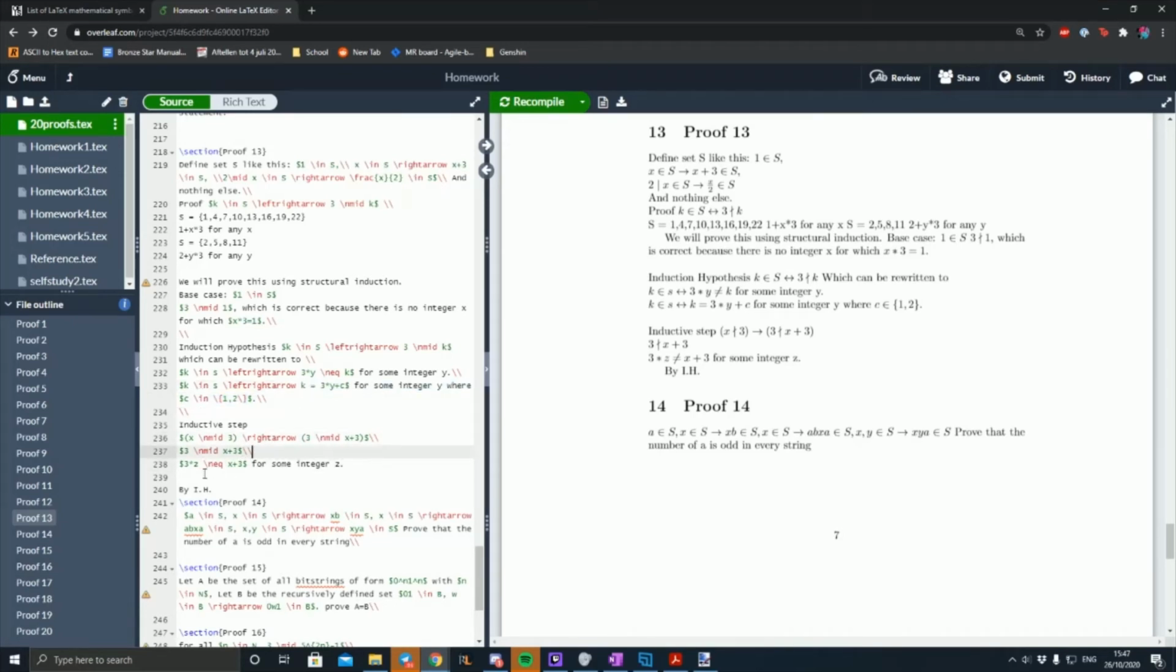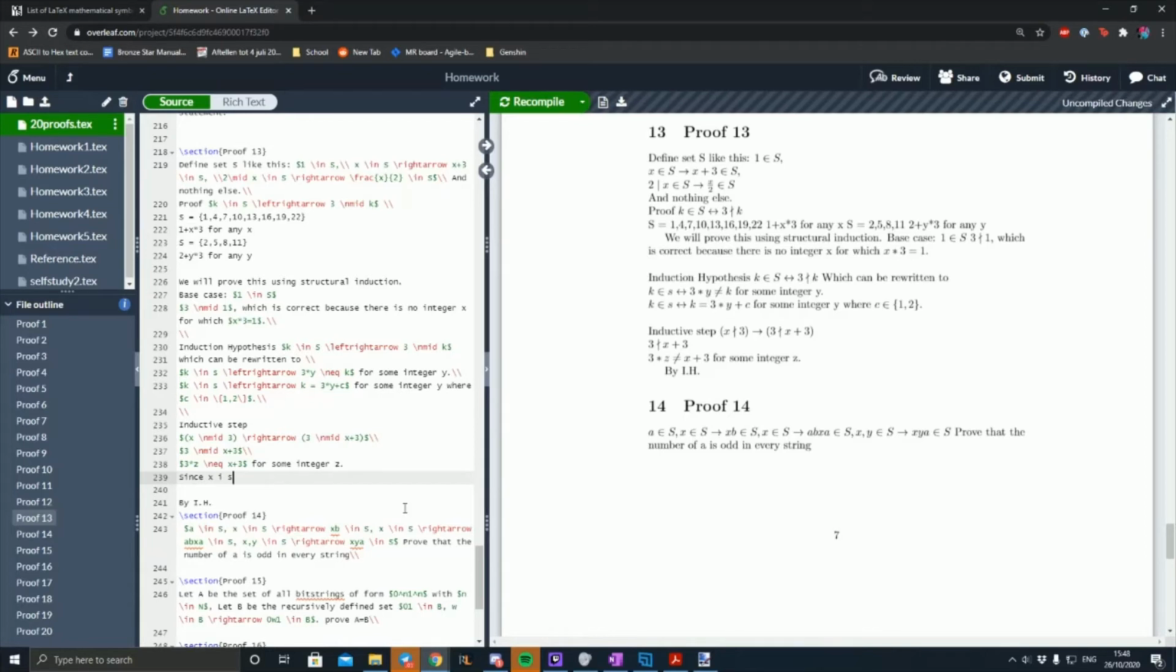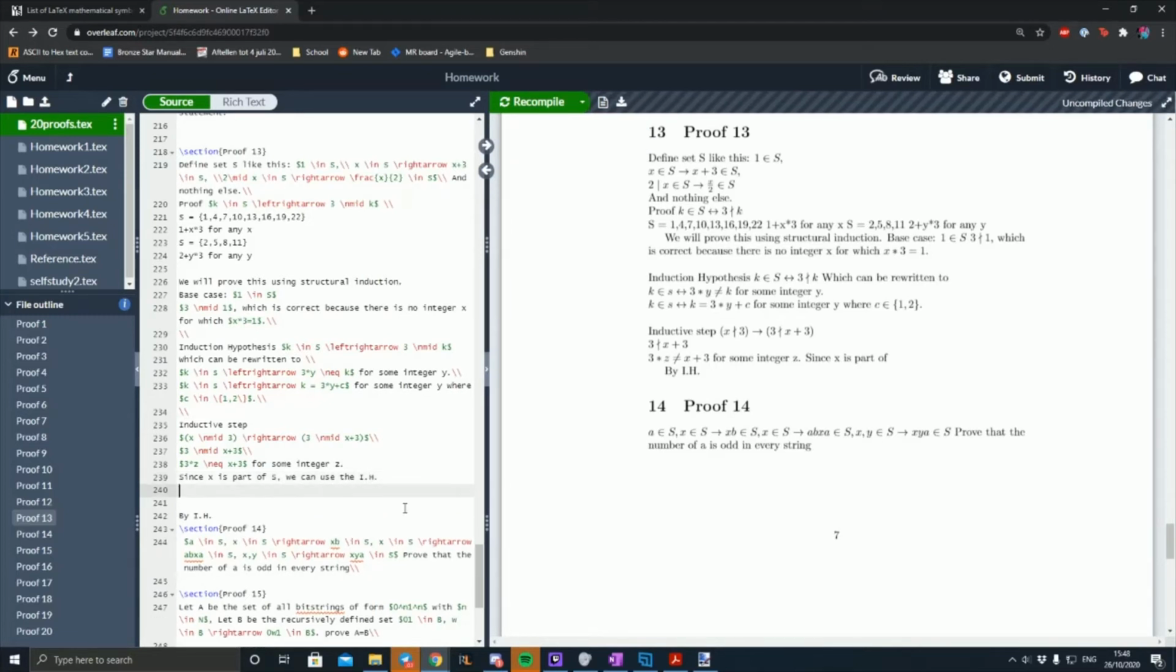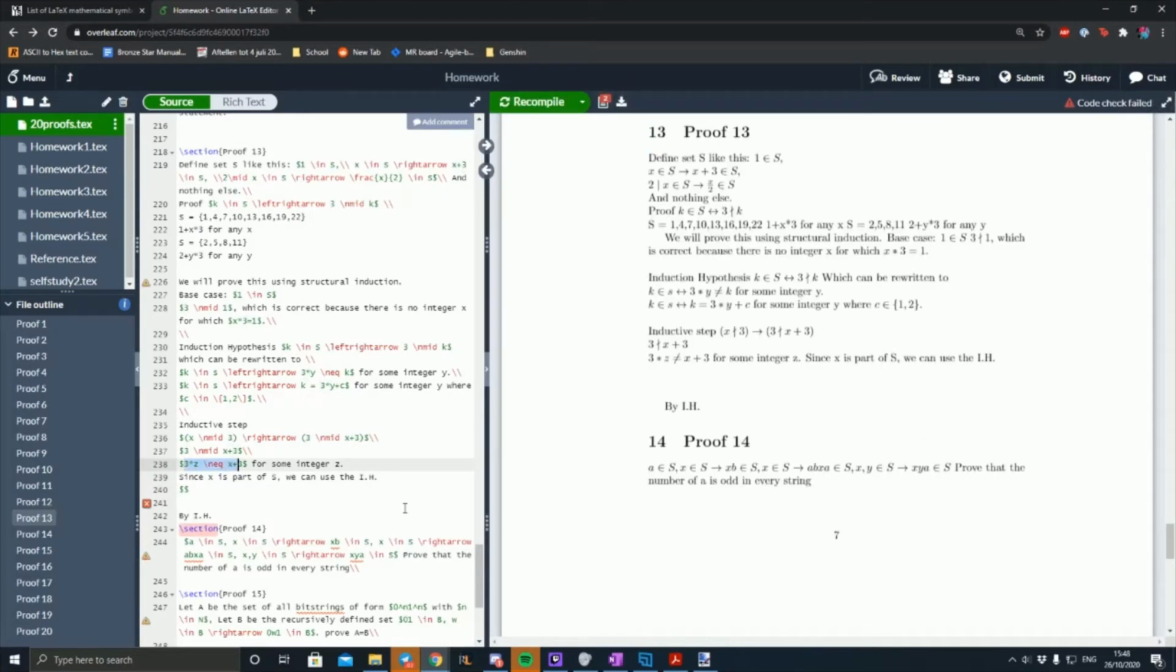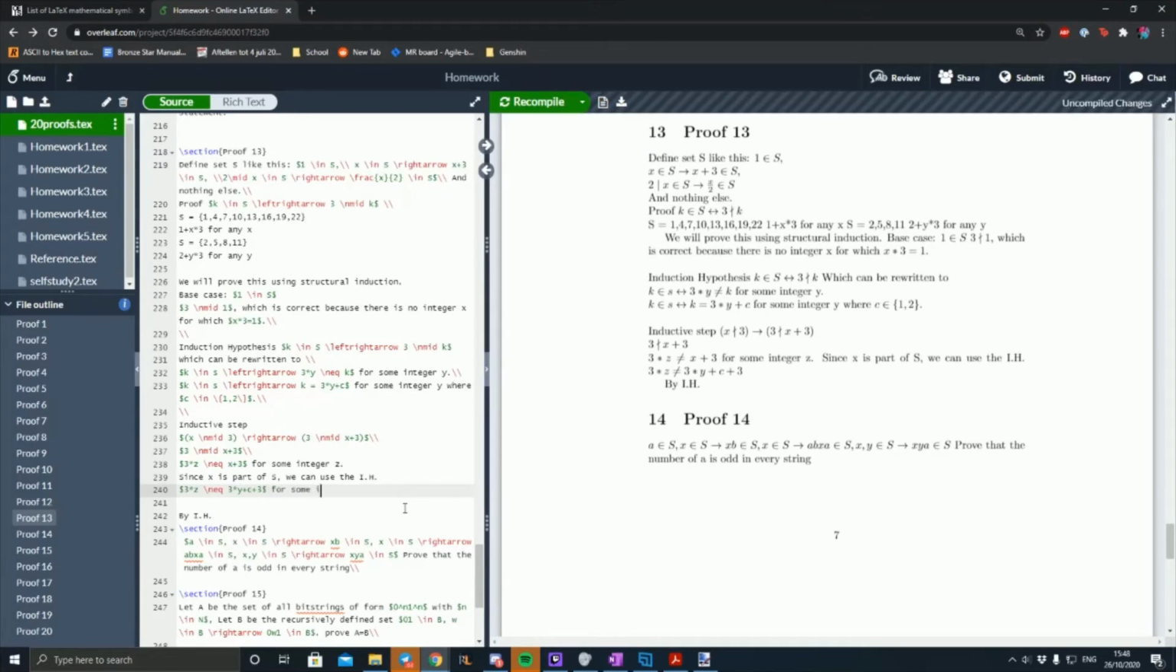Okay. So then we can say this. Okay, and then we can say since x is part of S, we can use the induction hypothesis. And then we can say that 3 times z is not equal to 3 times y plus c for some integer y where c is in 1 or 2.